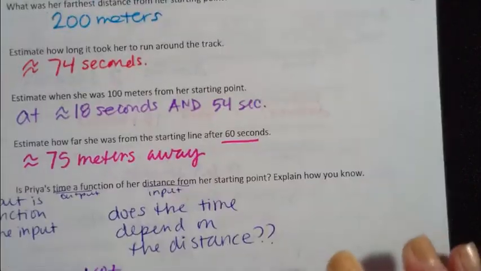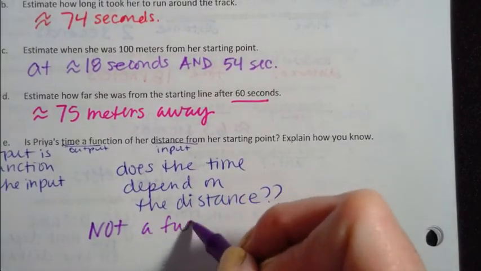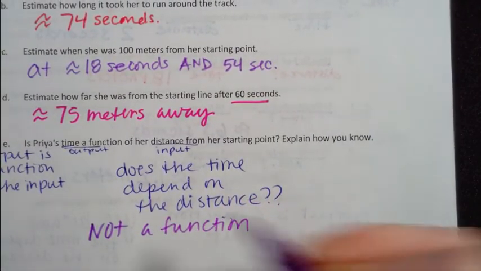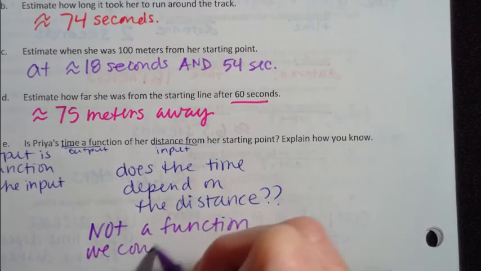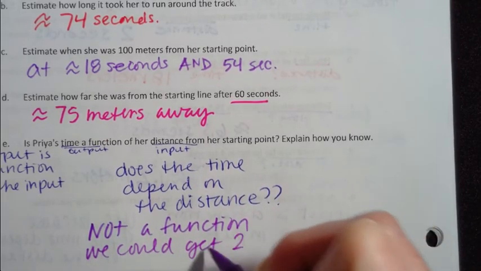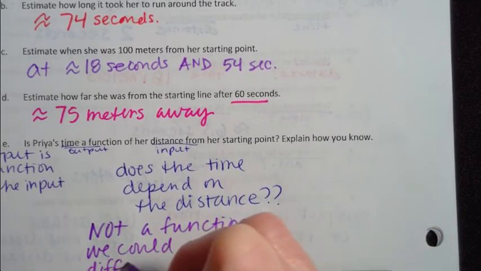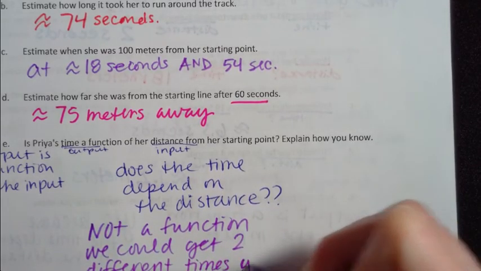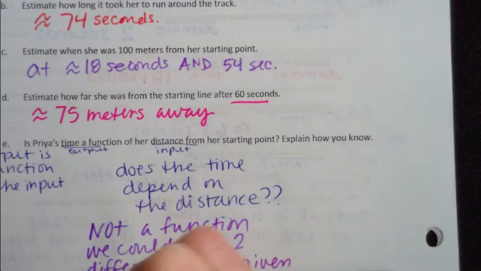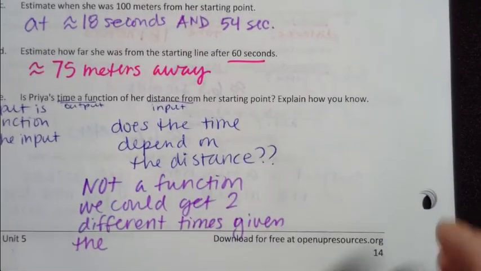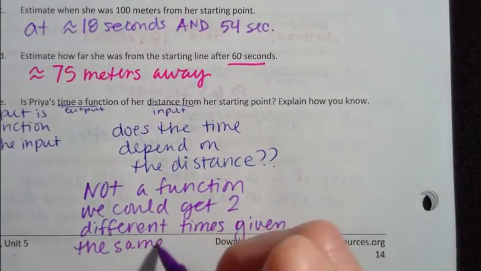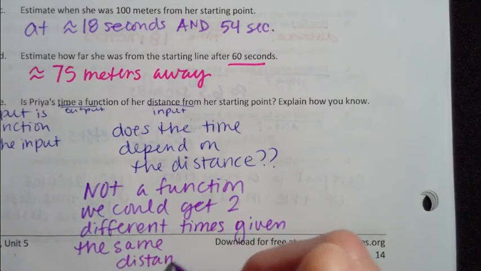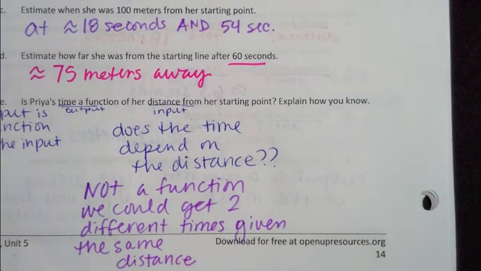So write not a function. We could get two different times given the same distance. You can't do that and have it be a function. I have to give you one distance and you give me one time.